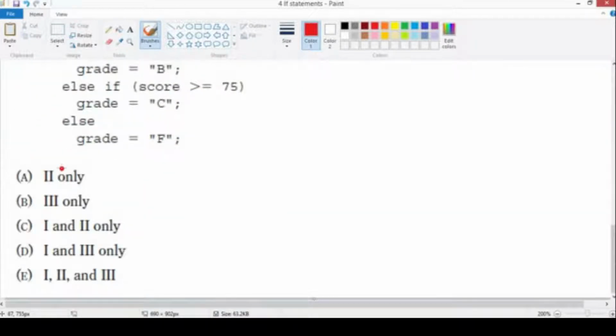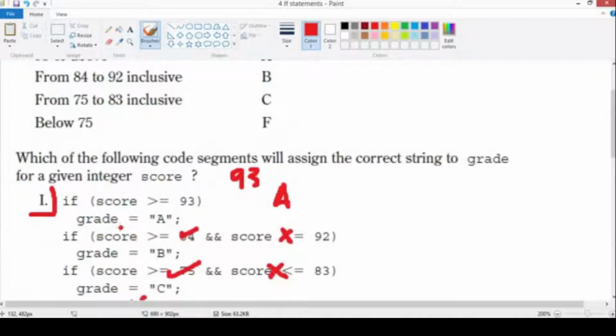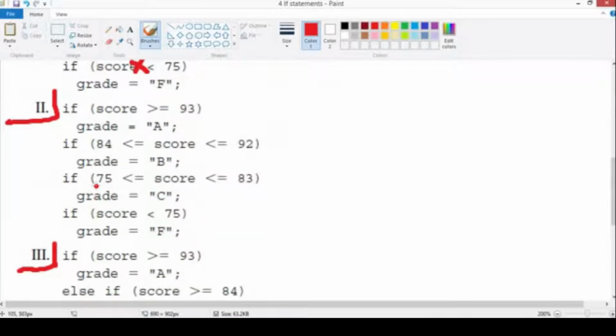So definitely, we know it's not A or B, because we need something that includes 1 in it. So we're really trying to figure out if 2 and 3 are valid, because you'll notice there's nothing for 1 only. So let's look to see if any of these things are valid. 1 is good. Let's see if 2 is.